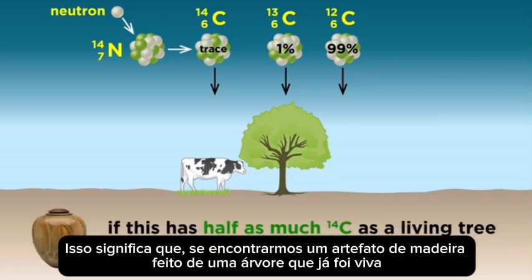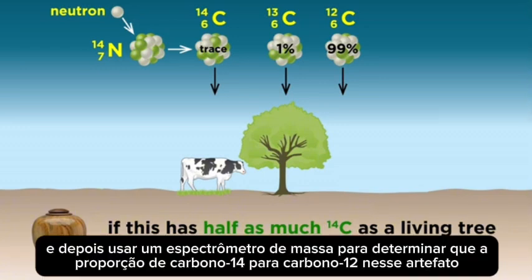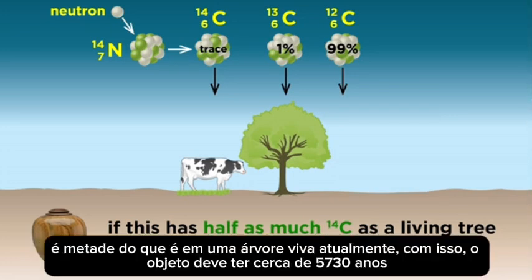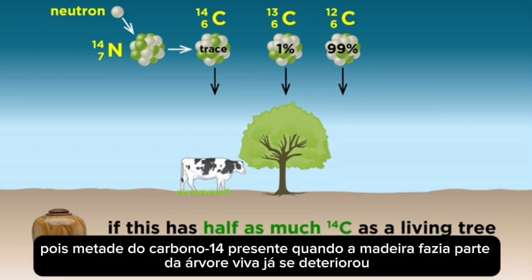That means that if we find a wooden artifact made from a once living tree and then use a mass spectrometer to determine that the ratio of carbon-14 to carbon-12 in that artifact is half of what it is in a currently living tree, that object must be around 5,730 years old, because half of the carbon-14 present when the wood was part of the living tree has already decayed.